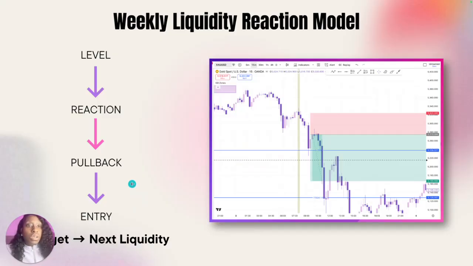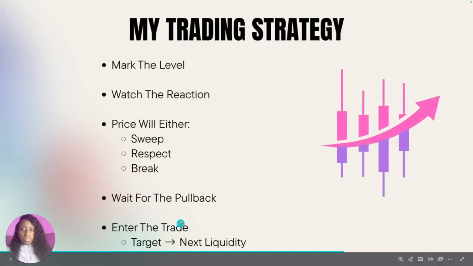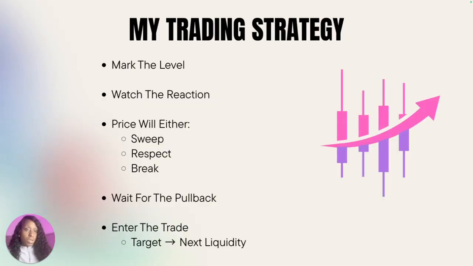All right. So I'm sorry. Oh, I went back. First, as you just saw, I showed you guys how I mark my key levels. So the first thing first, I mark my key levels. These are the key liquidity levels we talked about previously, the previous week highs and lows, and Friday's highs and lows. Next, I watch how price reacts when it reaches one of those levels.